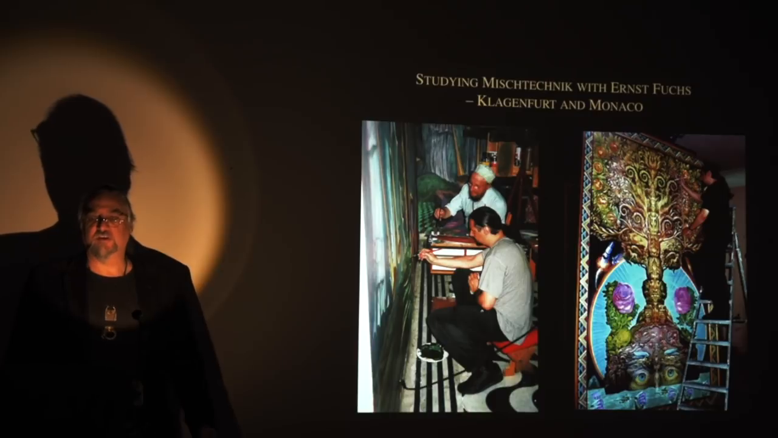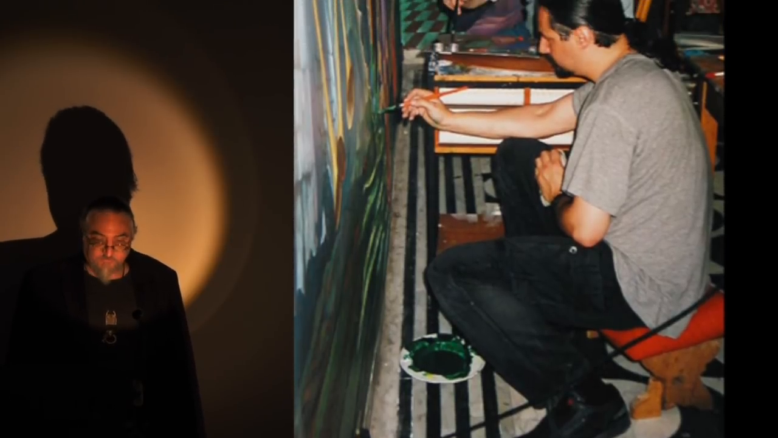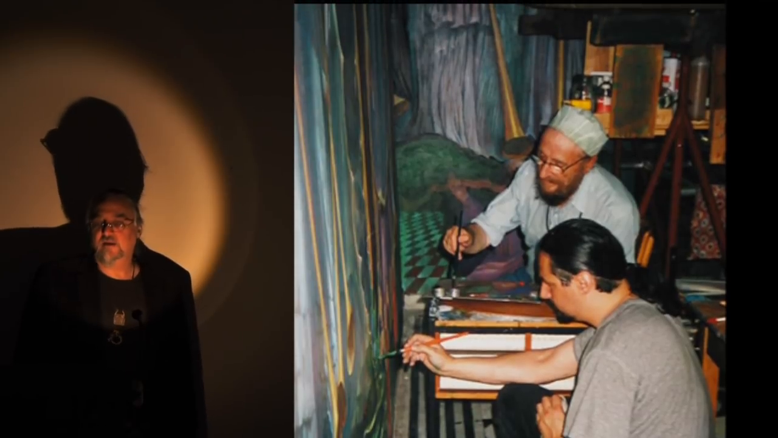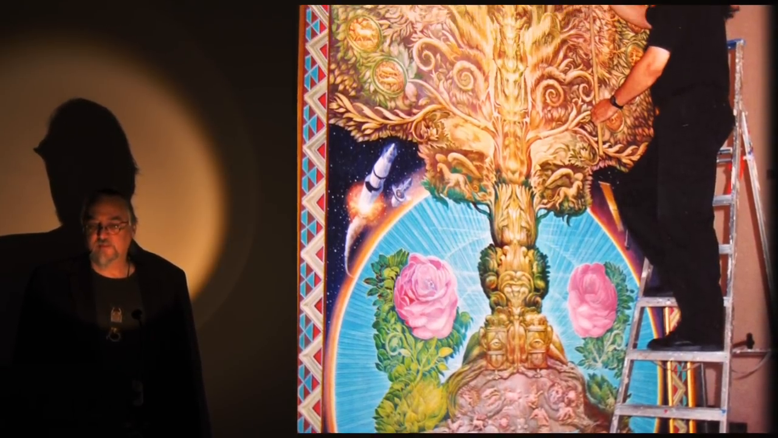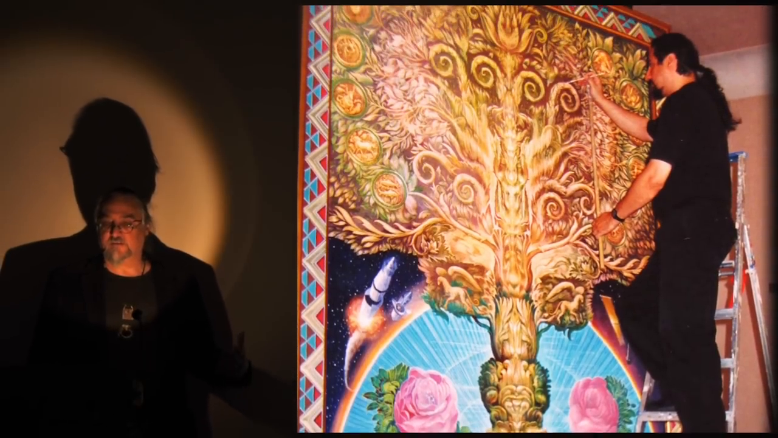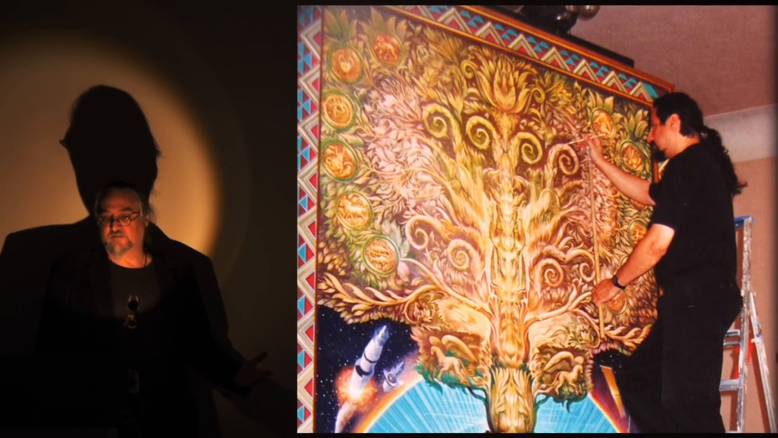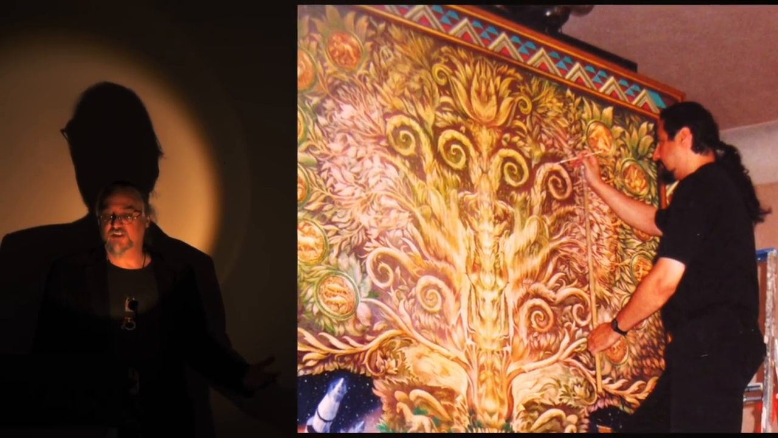I was fortunate in that I was able to study and apprentice with Ernst Fuchs, both in Klagenfurt, in a chapel that he was creating in the south of Austria, as well as in Monaco, where he had his main studio. Over the course of a year, as I worked with him, I learned in the way of master and apprentice how to gradually acquire this Misch technique.